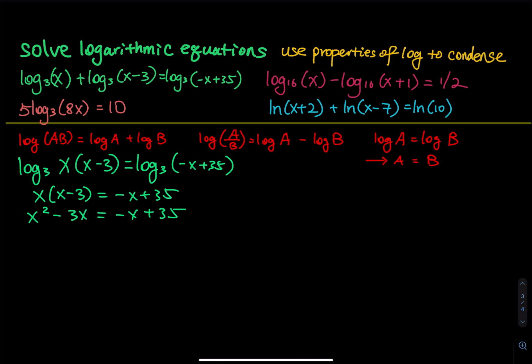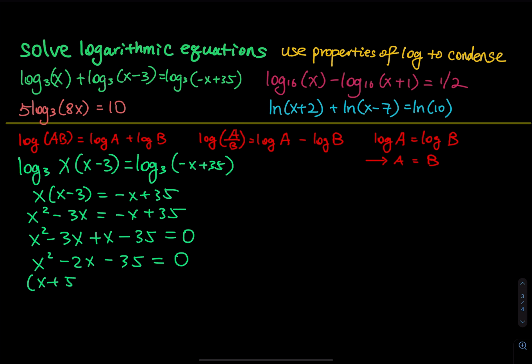Let's move all the terms to the left. X squared minus 3x plus x minus 35 equals 0. Simplify. You have x squared minus 2x minus 35 equals 0. So this is a quadratic equation to factor, which is a positive 5 and a negative 7: x plus 5 and then x minus 7.